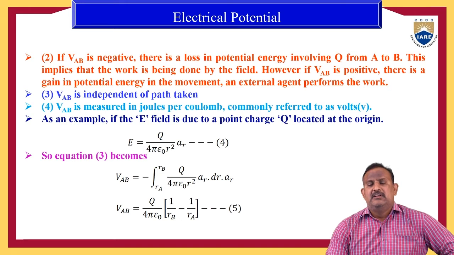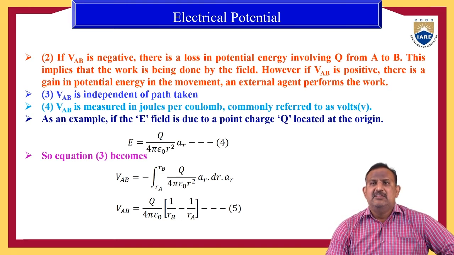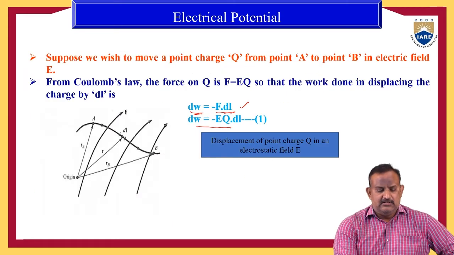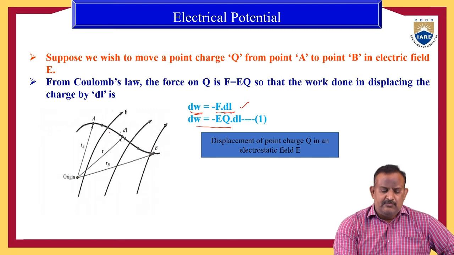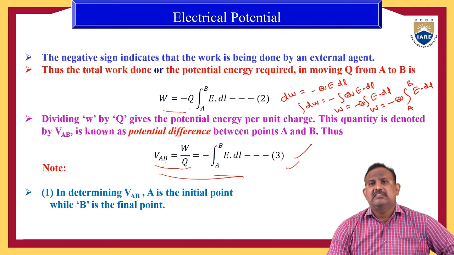Next, the third one is VAB is independent of path taken. So here, if you observe the figure, the direction may be from A to B, or it may be from B to A. It is independent of the path taken.